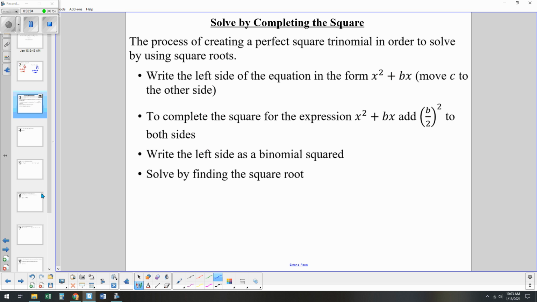So what we're going to do is rewrite the left side of the equation with just the x squared and the x. That means we're going to move whatever c value we have to the other side, if there was one. Then we're going to complete the square by taking half of the b term and adding that number squared to both sides of the equation. Then I'm going to factor the left side, write it as that binomial squared, and then solve by taking the square root of both sides.